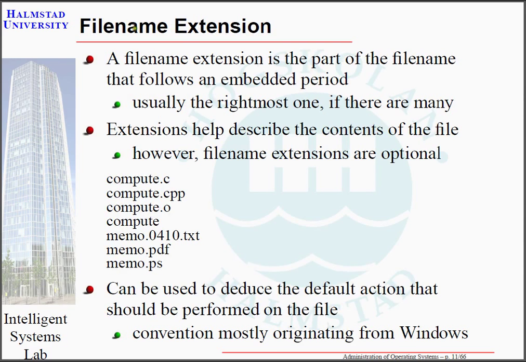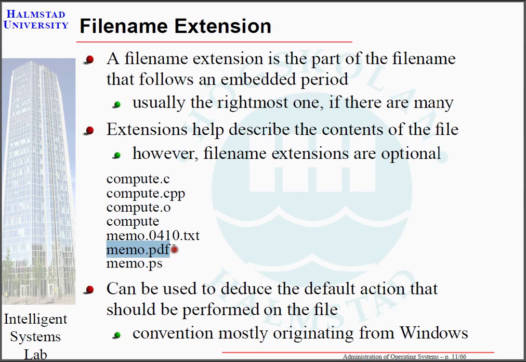Typically, a file name also contains something called an extension, which is just the part of the file name after the last dot. And by convention, extensions help describe the contents of the file. So you could have a program written in C programming language, C++ programming language, a binary which was compiled, and so on. And the conventional file name extensions can be used to see it.